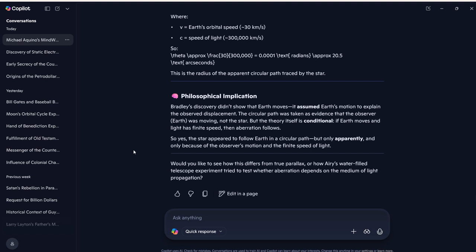So, if this, then that. And if not, then what? Right? That's the obvious question here. If not, then what? He set out to find parallax.